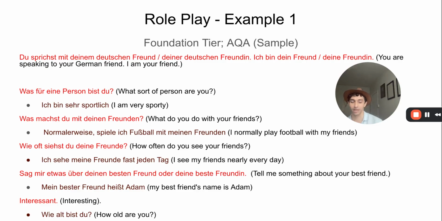The grammar, I've kept it very simple. All of the verbs here are actually in the present tense. So you can see that I really haven't shown off my language at all. And I've prioritized accuracy in German, so making sure that there's no real mistakes, and giving the information that every single question is asking for or requiring. And as long as you do that, particularly as this is also a foundation tier example, so simpler than higher tier, you can score very, very well in the role play.